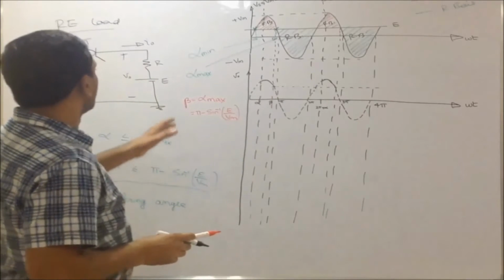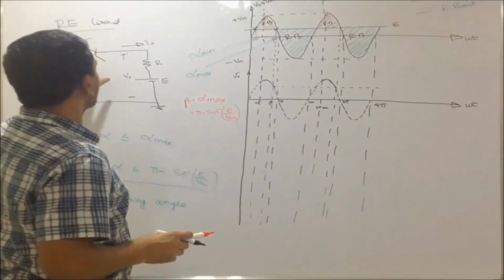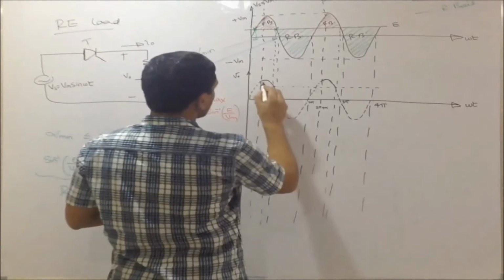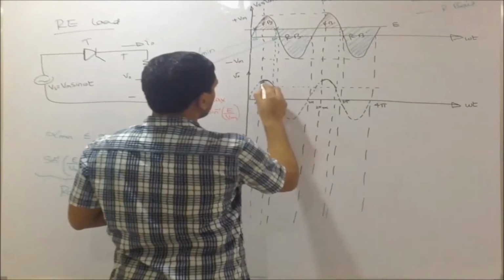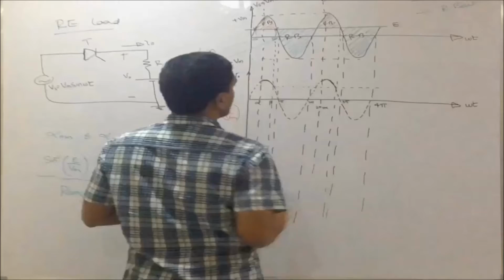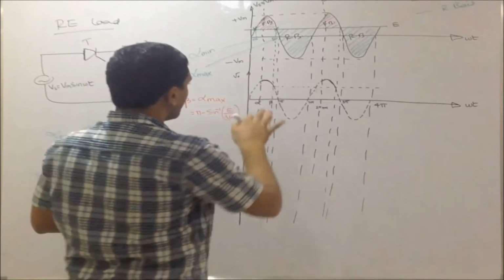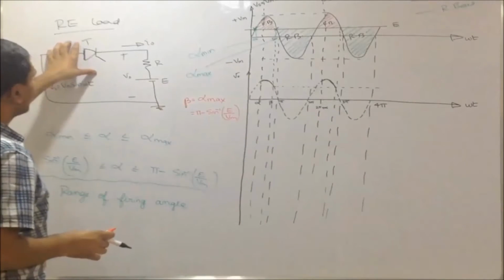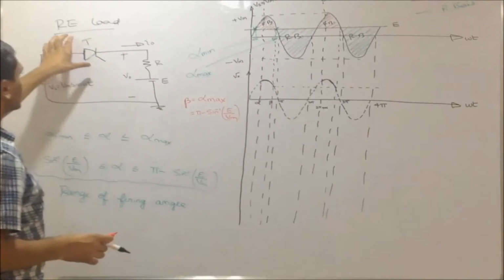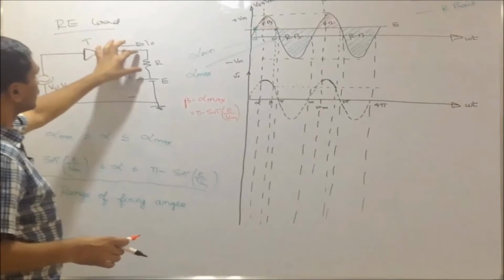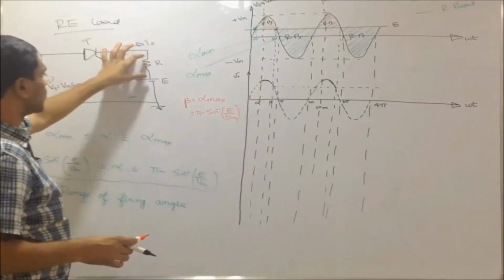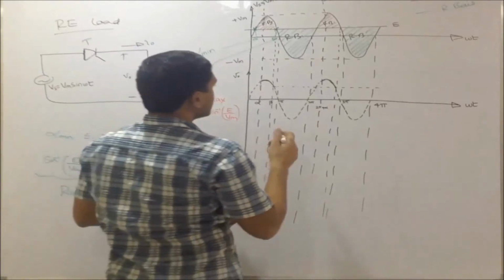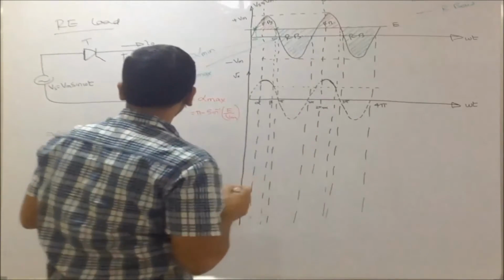When the SCR conducts, I have V naught as Vs. SCR conducts from alpha to beta, so in that portion I have the supply voltage. And in the remaining portion, from beta to 2 pi plus alpha, my SCR is off. So what happens? There is no current in the circuit. I0 is 0. The voltage across R is 0. This E appears across V0. So my V0 is now E.